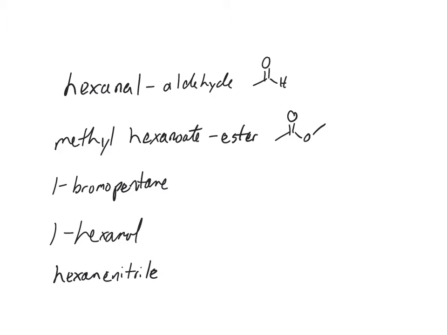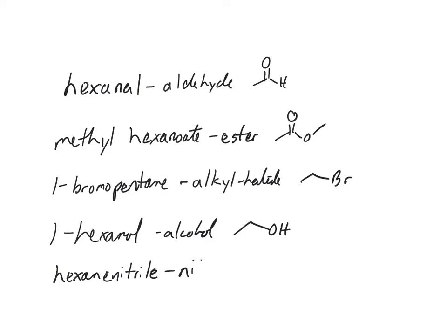1-bromopentane is just an alkyl halide. So these are not the right products, right? I'm just drawing out basic examples. Hex means how many carbons? 6. Very good. Hexanol would just be an alcohol. And hexanenitrile, of course, would be a nitrile.